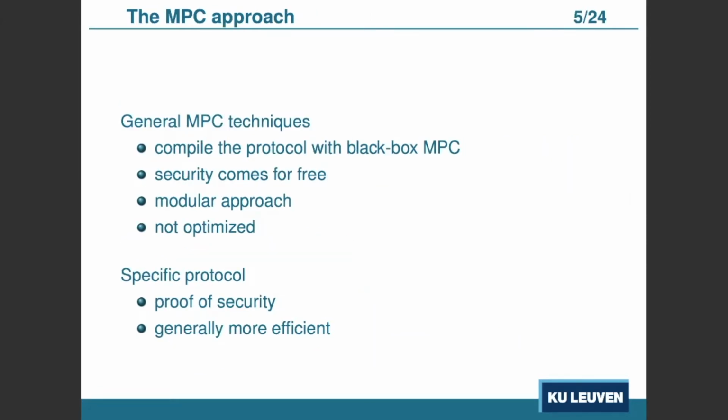There are two ways of using MPC, either general MPC, where we compile the signature scheme with the MPC black box, and so the resulting signature will inherit security and other properties from the MPC engine, or we can have a specifically designed protocol. Here we need to prove everything from scratch, but this generally leads to more efficient protocols. This is the approach we take in this work.